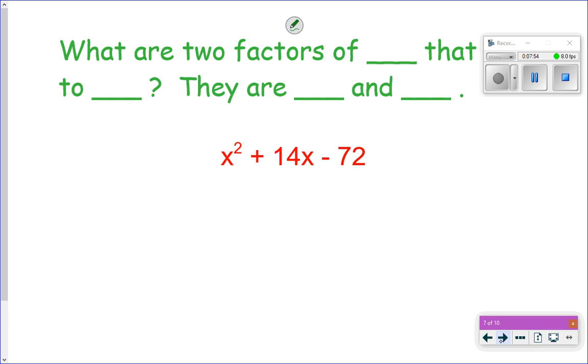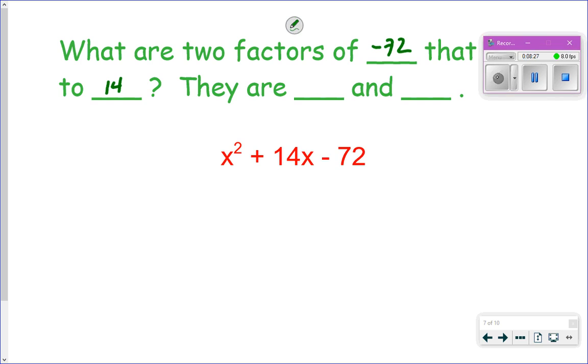Okay, next one. I've got x squared plus 14x minus 72. All right, so step 1, look for a negative out in front of a. We do not have that, so I move on to step 2. Multiply a and c. 1 times negative 72 is negative 72. Write the b value in the second blank, so that would be 14. Okay, so now I'm looking for factors of negative 72 that add to 14.